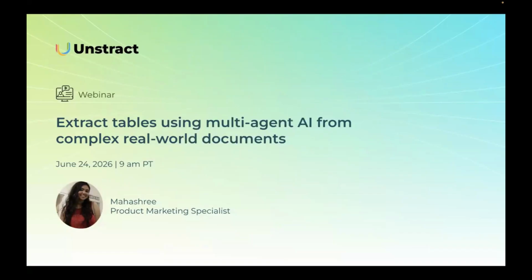Rather, we are looking at moving to an agentic system where we have a bunch of LLMs that work strategically with one another, forming a system that performs specific operations and extracts the table data. So that is what we are going to be looking at today. And we'll be looking at this capability using Unstract's Agentic table extractor.